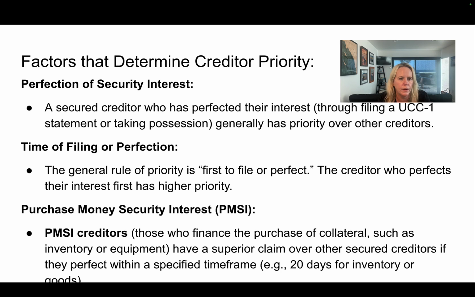So what determines creditor priority? First of all, if you have a perfected security interest, you generally have priority over all other creditors. Generally, the rule is the first to file or the first to perfect has the highest priority. A PMSI is a claim that allows a lender to repossess property that was financed with its loan or to demand payment in cash if a borrower defaults. Our car loan in many cases is also a PMSI.